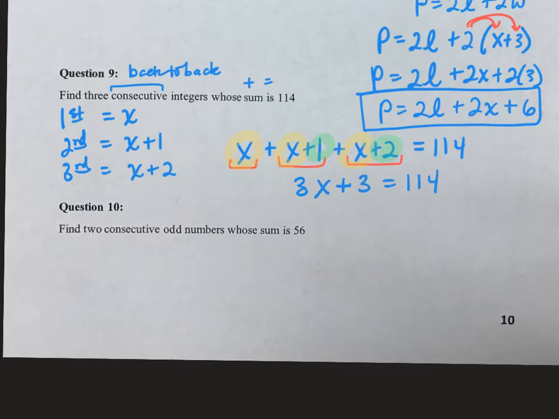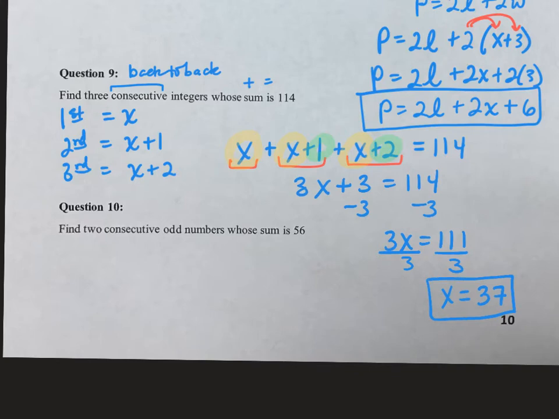Now I'm just simplifying, solving my equation. I have a plus 3 here, so subtract 3. I'm left with 3x equals 111. In order to isolate my variable, I do the inverse operation of 3 times x. I divide by 3. I'm left with x equals 111 divided by 3, which is 37. I don't know that, so I use my calculator.